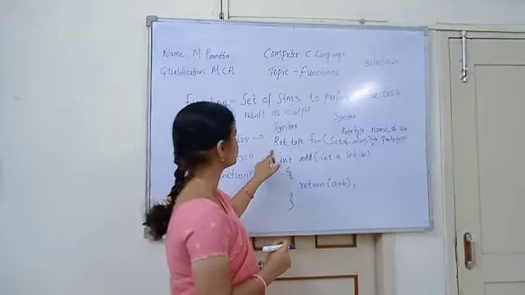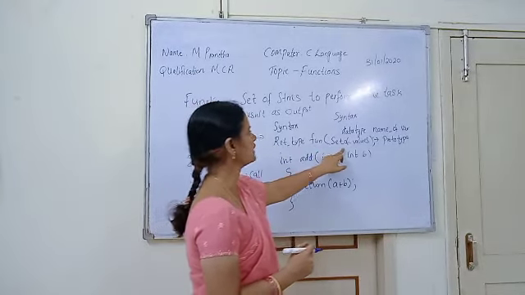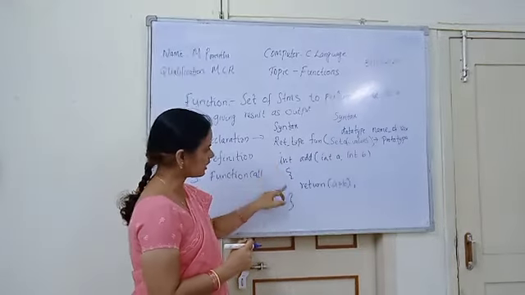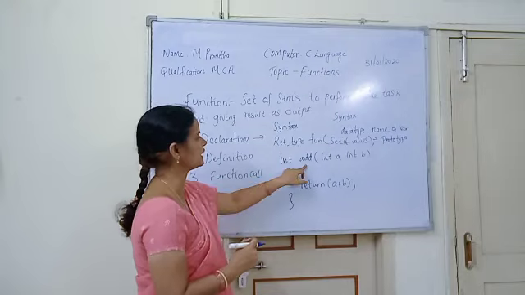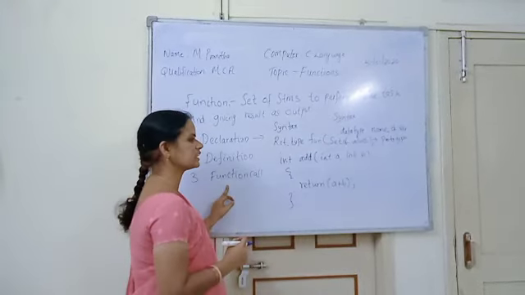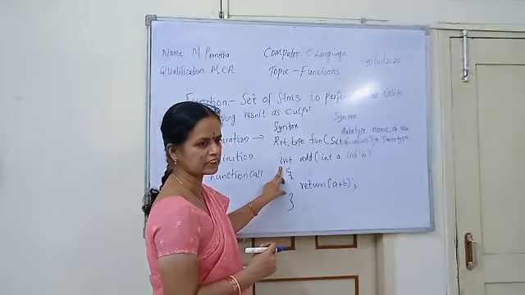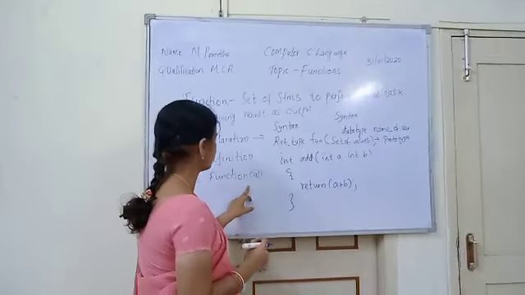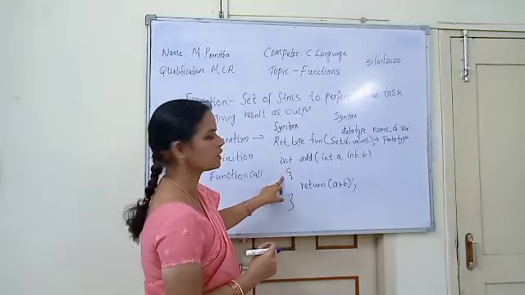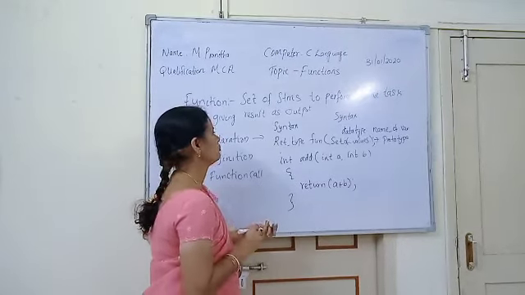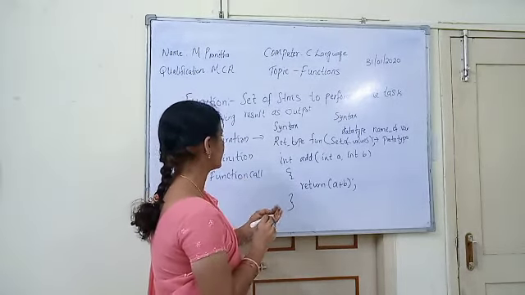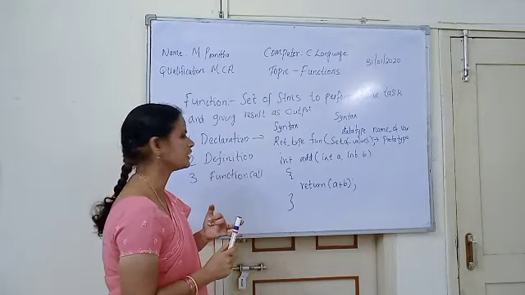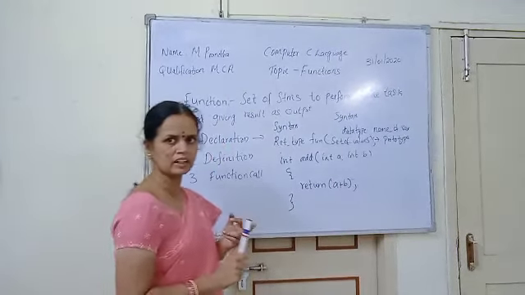In that prototype we are using the return type, the name of the function and the set of values. In the definition, what the function is going to perform is indicated. Then the function call comes. Whenever you use this function in the main function, we are calling this function. So in the main program we will be calling this function. If you see one program, you can easily understand how to create a function, how to declare a function, how to define a function, and what a function call is.